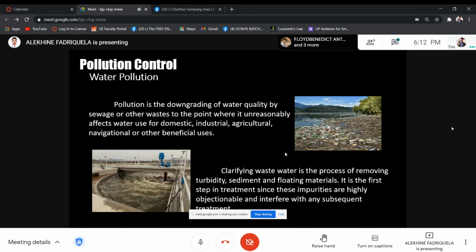Clarifying waste water is the process of removing turbidity, sediment, and floating materials. It is the first step in treatment since these impurities are highly objectionable and interfere with any subsequent treatment.